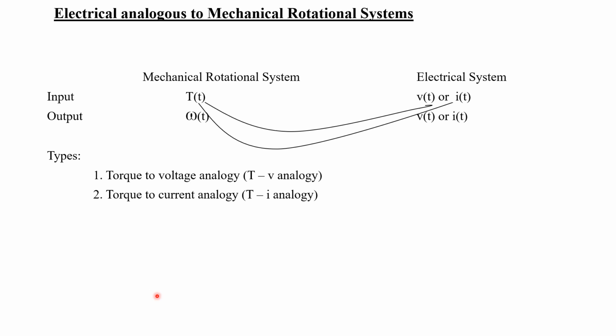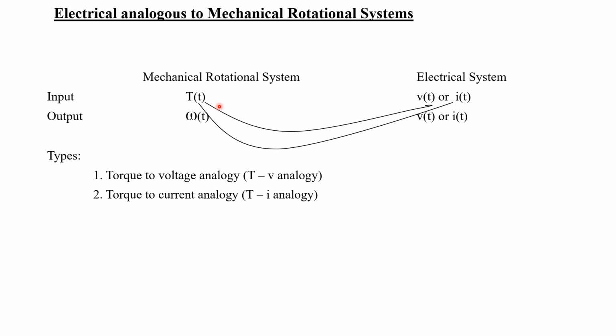So in the previous lectures, we have seen how to find the electrical analogy of mechanical translational system. Now today we are going to see how to find the electrical analogous circuit for mechanical rotational system. So now we have to consider the mechanical rotational system as well as electrical system. In mechanical rotational system, the input will be a twisting force that we know, that is torque. And the input for this electrical system will be a voltage signal or current signal.